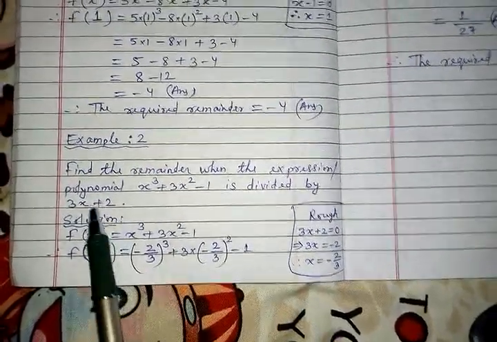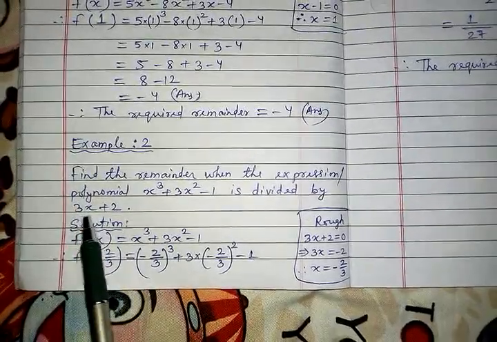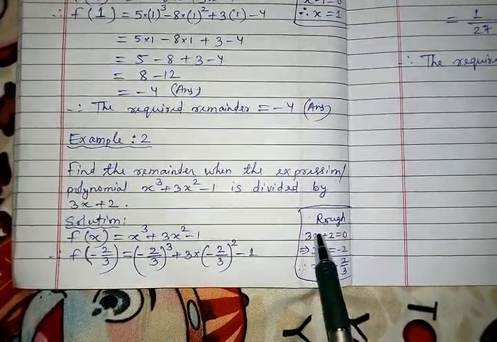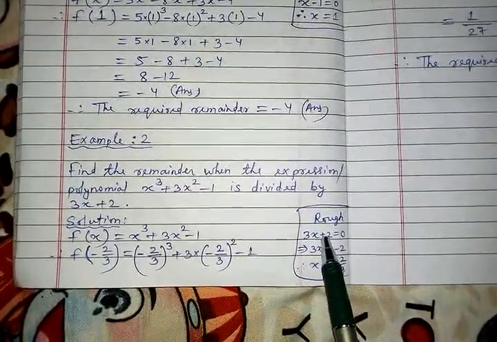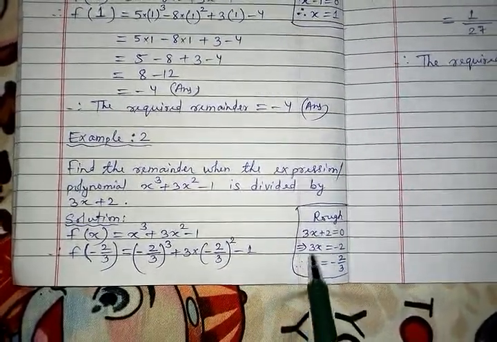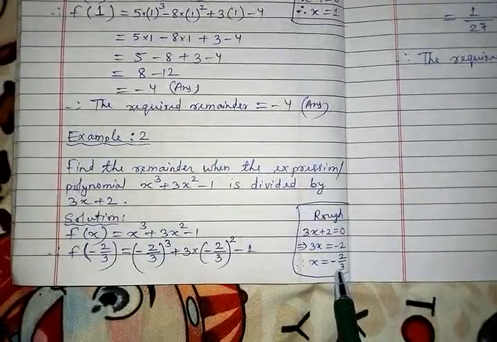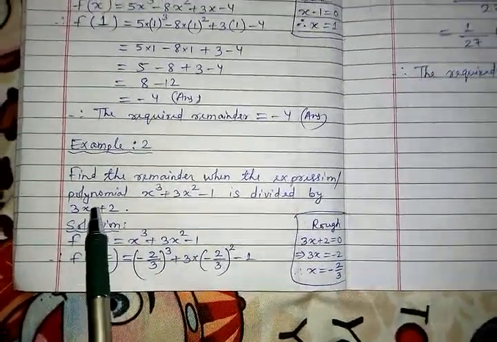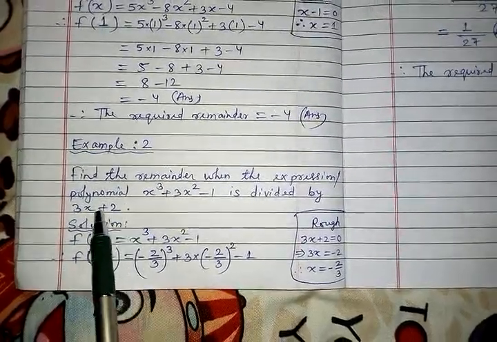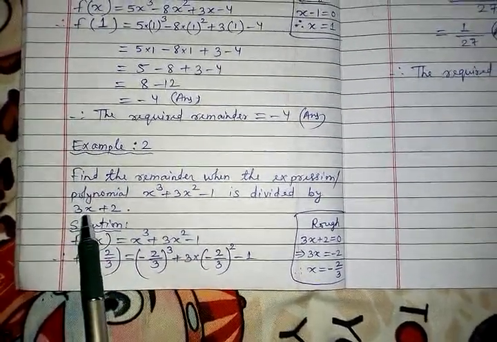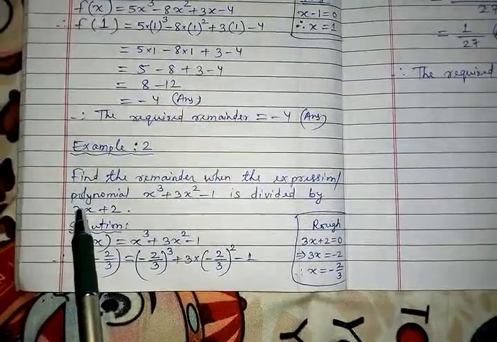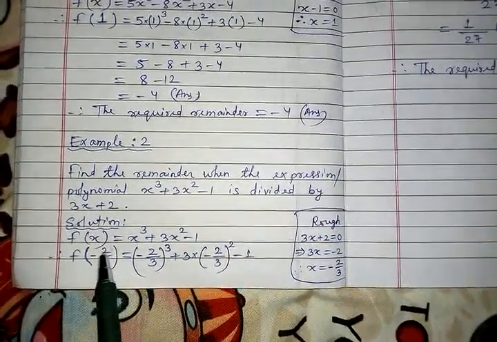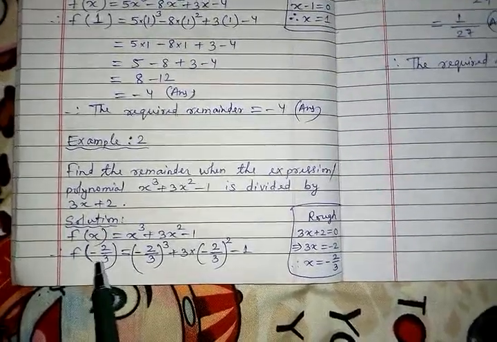Now what will be the value of x? This particular divisor will decide. What you do? 3x plus 2 equal to 0. So 3x equal to minus 2, because 2 comes this side, minus 2. x equal to minus 2 by 3, because 3 is multiplication, it comes and divides. So our final answer is minus 2 by 3. So now every time the x value will be minus 2 by 3.